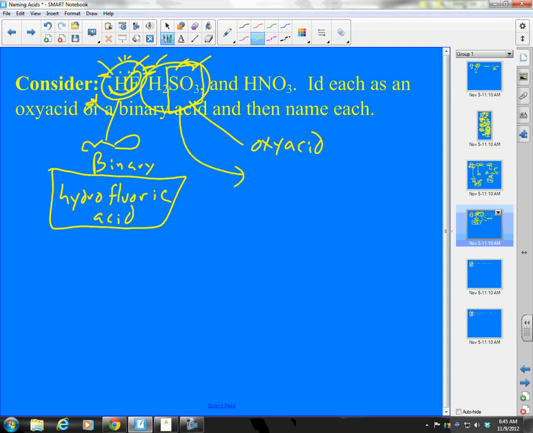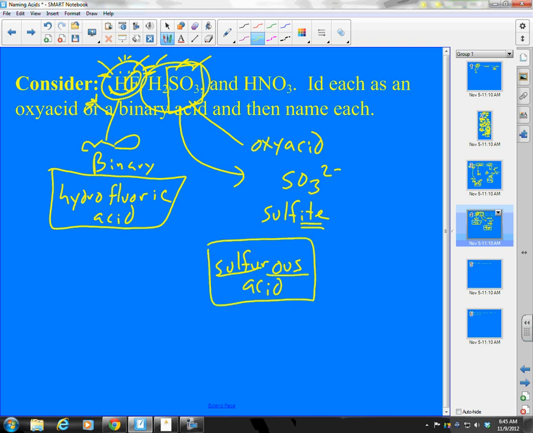This oxy anion is what? Well, it's SO3 2 minus. What is SO3 2 minus? SO3 2 minus is sulfite. What is the suffix? Well, it's ite. When I use ite, what is the suffix on my acid? Well, it's us. So it's going to be sulfurous. And do I put a hydro there? Nope. I just put the acid. So I have my stem and my suffix, sulfurous acid.